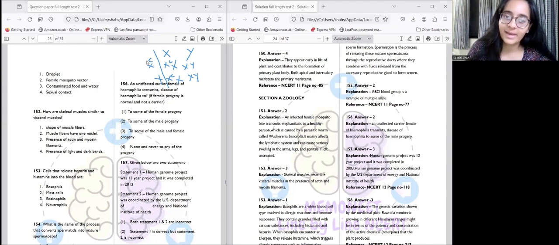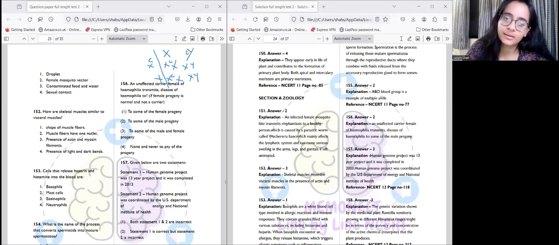Since it's unaffected, we have XCX, where XC acts as the recessive gene. But if it would have been an affected female, then it will be XCXC, because both of the alleles will be affected, and the female will suffer from hemophilia. Here it's an unaffected female carrier. So it's XCX and XY.